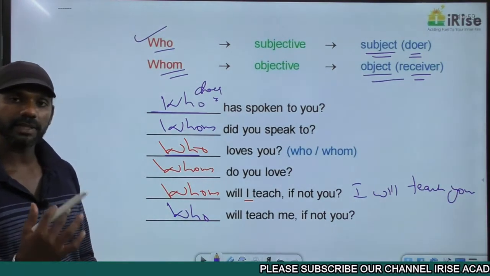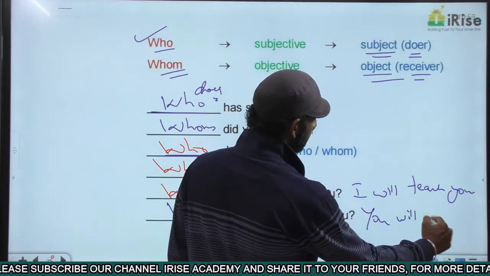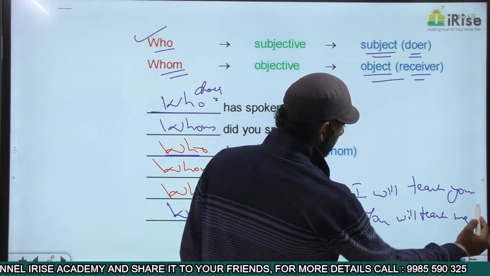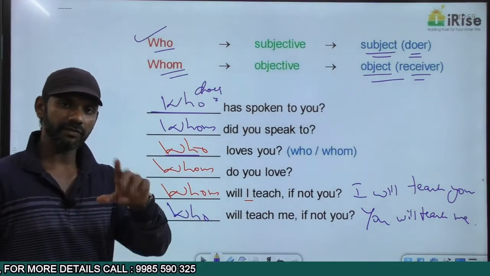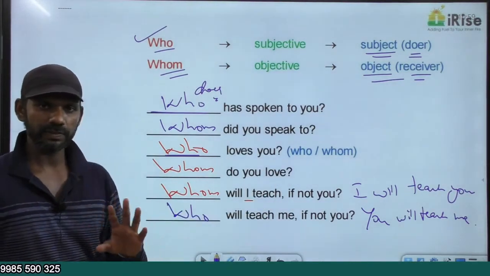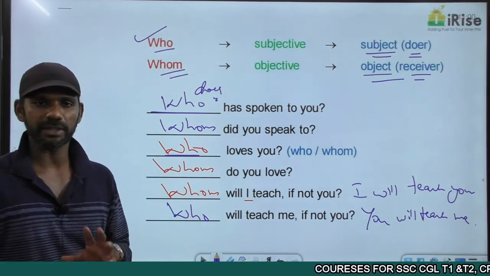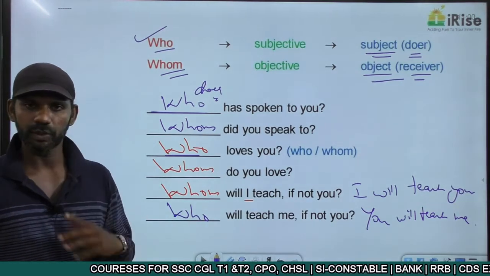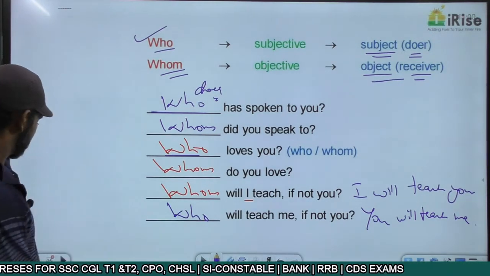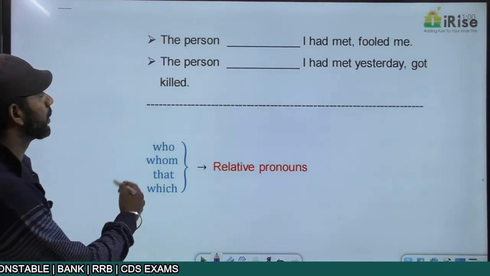Who will teach me if not you means you will teach me. You compare these two sentences. Whom will I teach if not you means I will teach you. Who will teach me if not you means you will teach me. So both are grammatically fine. The meanings are just the opposite action. I will teach you, you will teach me. Getting it? Come to the next one. Fill in with who or whom.